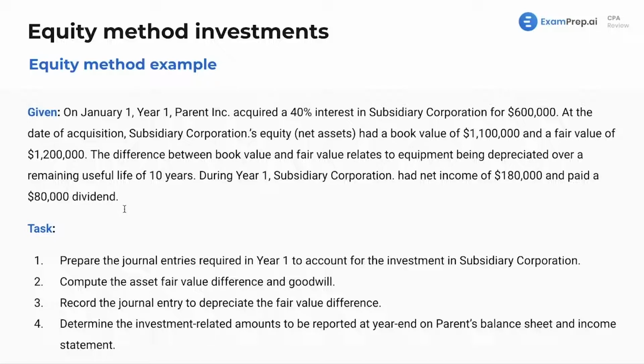All right, a few tasks here. We've got to prepare some journal entries, compute the fair value difference and goodwill, right? Because we've got a difference. We acquired a company, and generally when you acquire a company, you're going to revalue it. And you're going to assess, okay, does the fair value of the company reflect the book value? And we're going to calculate goodwill. We're going to take that into account and determine our investment amounts at the end, right after we take into account net income and dividend. So immediately we're going to get 40% of the net income, 40% of the dividend for the period that we were holding this.